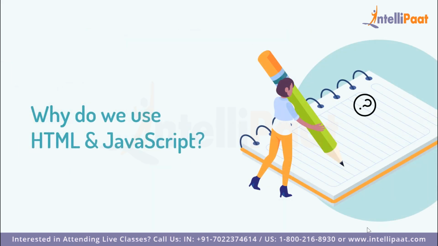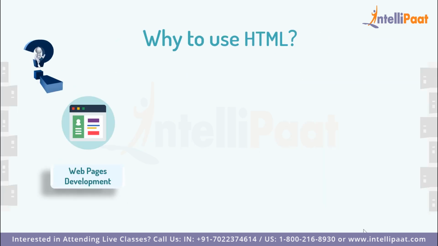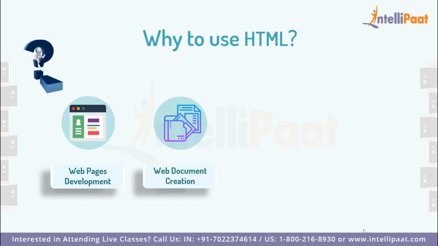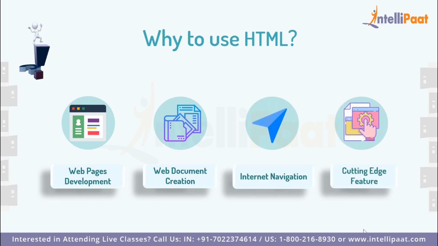Why do we use HTML and JavaScript? It is used for web page development. So we use HTML for front end page development. Then it is used for web document creation. You might have come across documents that have the .html extension. Those documents are HTML documents and they will open in a browser. Then internet navigation and creating cutting edge features for a website. So these are the purposes for which we use HTML.